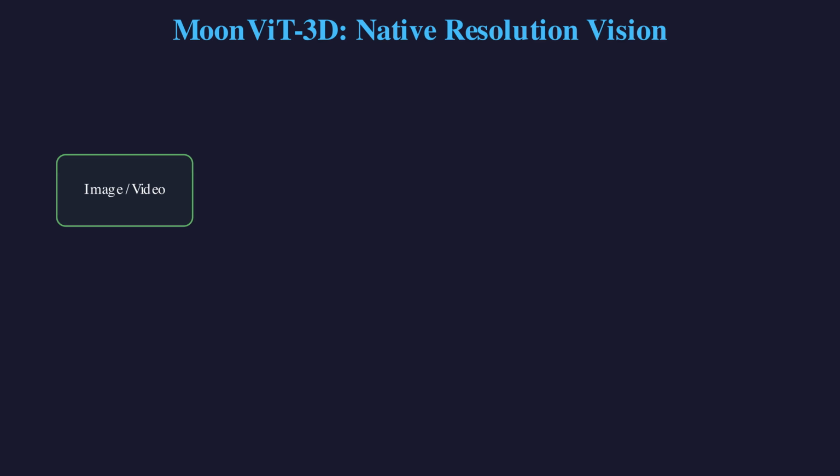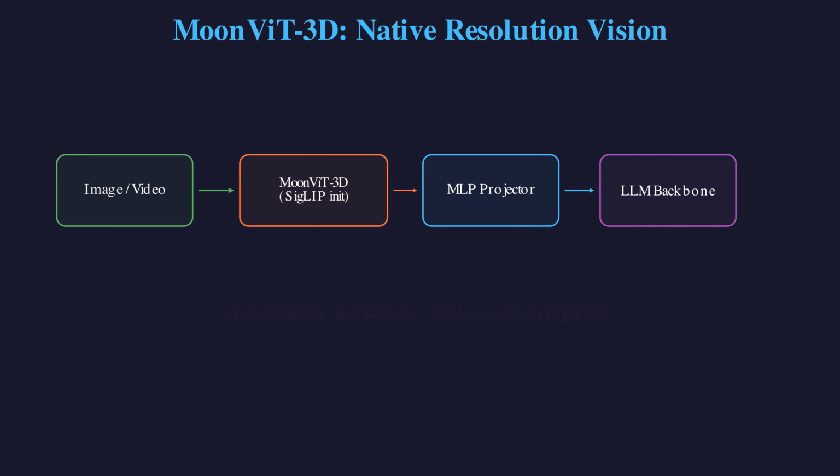So that's the language backbone. But Kimi K2.5 isn't just a language model, it also sees. And how it handles vision matters a lot. The vision encoder is called MoonViT 3D, and it's initialized from SigLIP SO400M. The key design choice is that it processes images at their native resolution. There's no resizing, no squishing a high-resolution photograph into a tiny 224 by 224 grid.